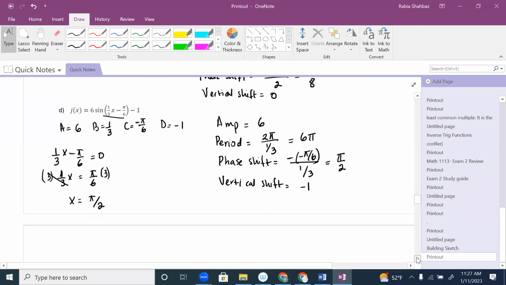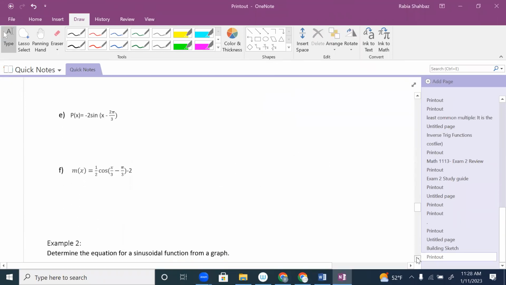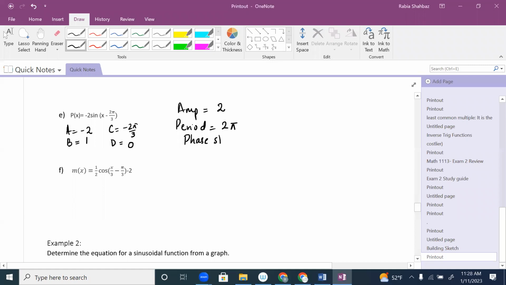Okay, let's try the next one. So A is -2, B is 1, C is -2 pi over 3, and D is 0, which means the amplitude is 2, because we have to take the absolute value. Period is 2 pi. Phase shift is positive 2 pi over 3, which means 2 pi over 3 to the right. And vertical shift is 0.